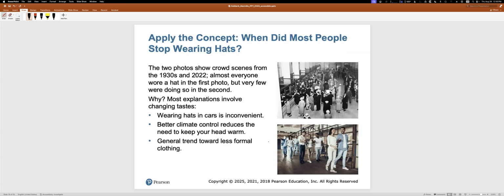Oh, that's kind of cool. I didn't ever think about that. I guess people are wearing hats less because wearing a hat in a car doesn't work as well. Because they're not wearing hats in cars, and people are dressing less formally, they don't need hats as much. It's interesting.